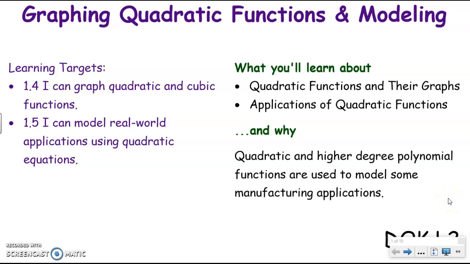Good morning. Today we are going to go through how to graph quadratic functions and modeling. It is section 2.1 in your book, but this is going to be learning target 1.4. And then also 1.5, we're looking at modeling real-world applications using quadratic equations.